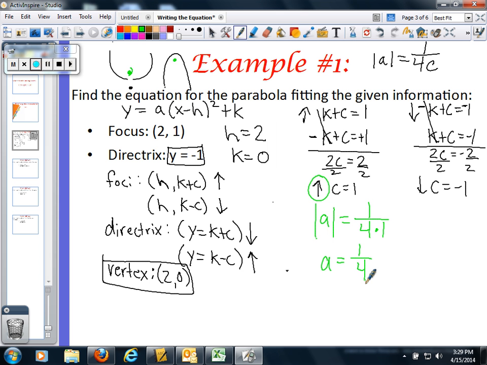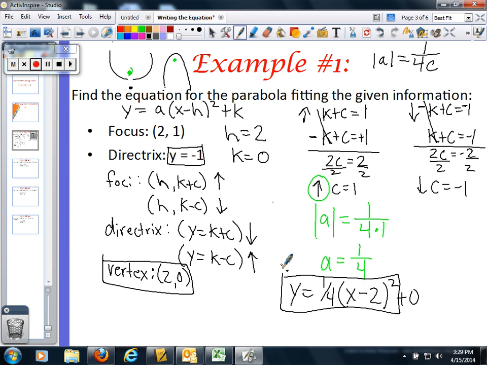Okay? So now I have everything I need to know. My equation then is y equals A, 1/4, times x minus h squared plus k, which is 0, giving me my answer right there. Okay?